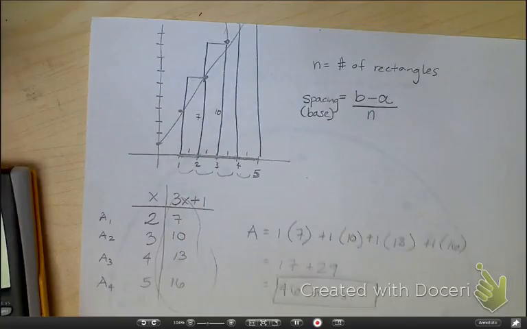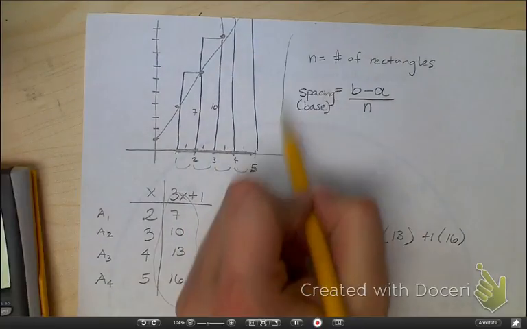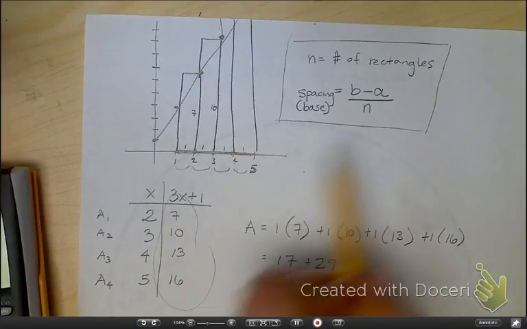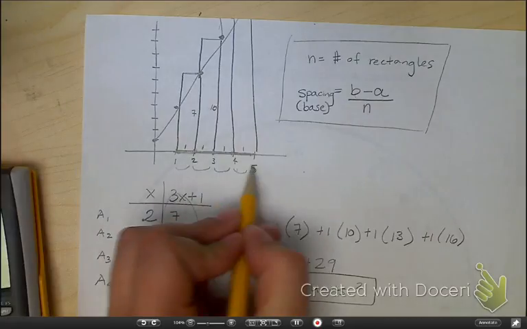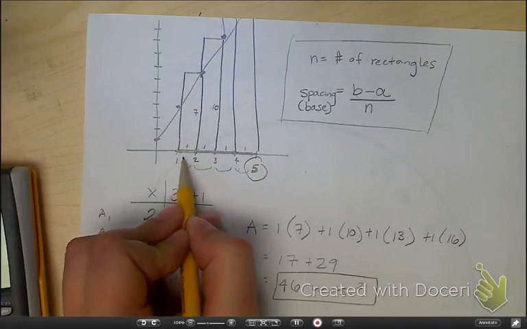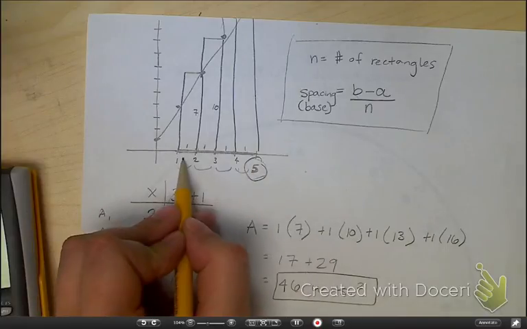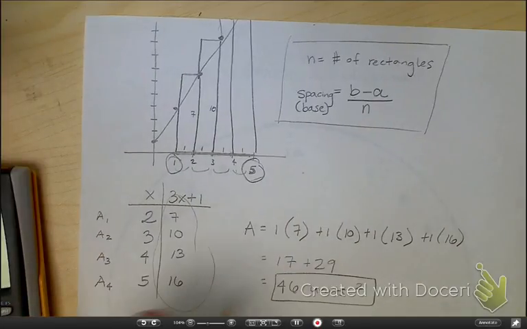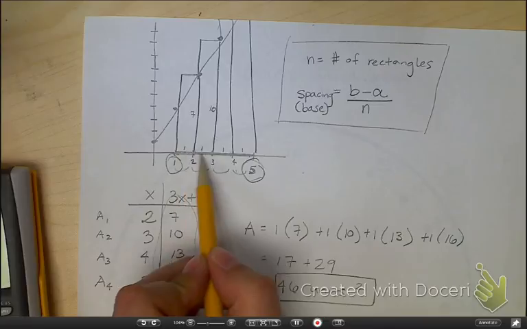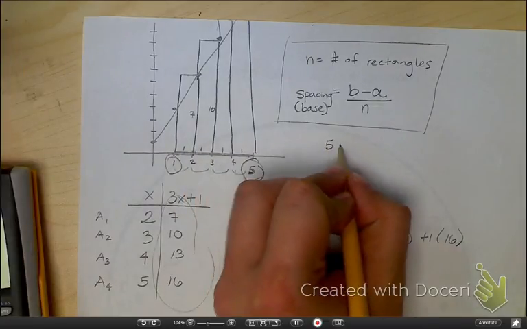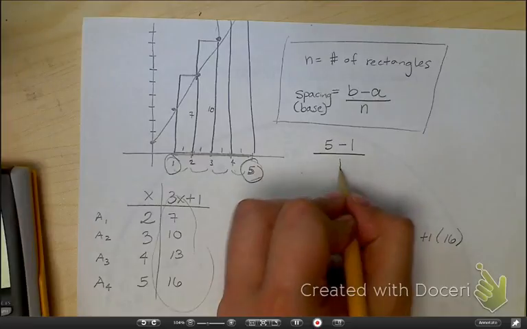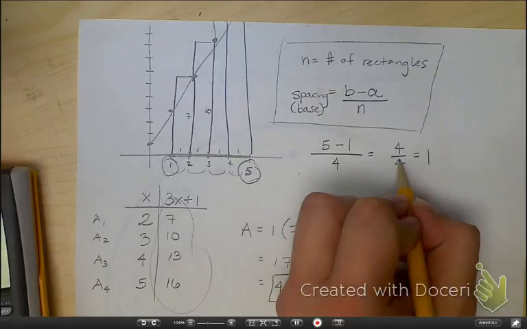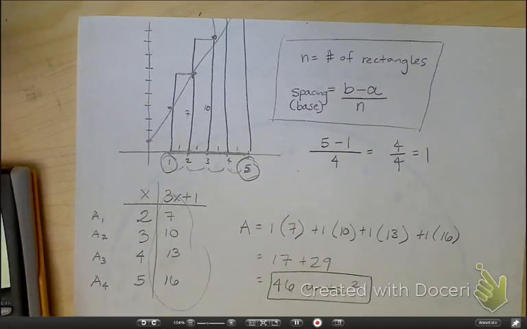So to figure out how far apart the rectangles are, or how wide the base of the rectangles is going to be, you can use this formula, where b is the right endpoint, so 5 in this case is b, a is the left endpoint, and n is the number of rectangles you're looking for. So to figure out that the first one was going to be of length 1, I could do 5 minus 1 divided by the number of rectangles that I wanted, which was 4. So that's 4 divided by 4, which is 1. And that tells me that the base of every rectangle should be of length 1.